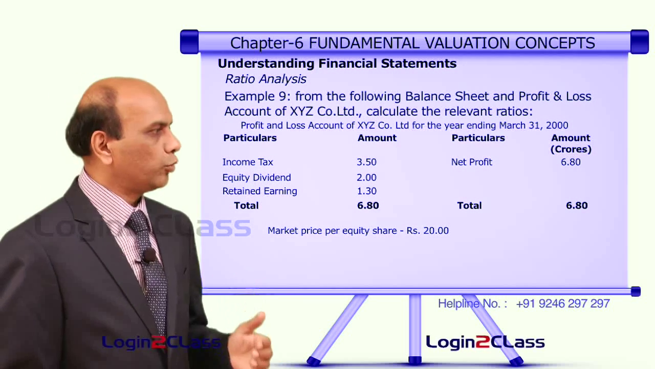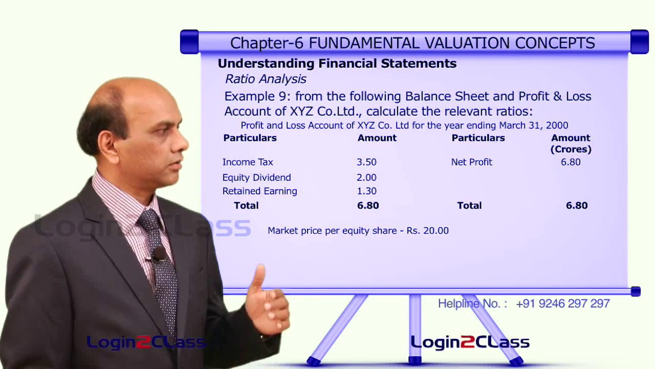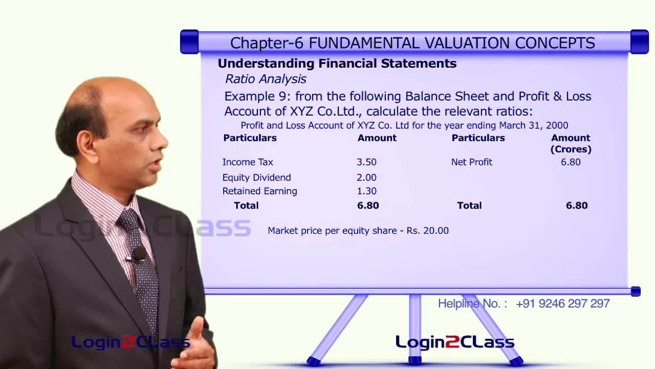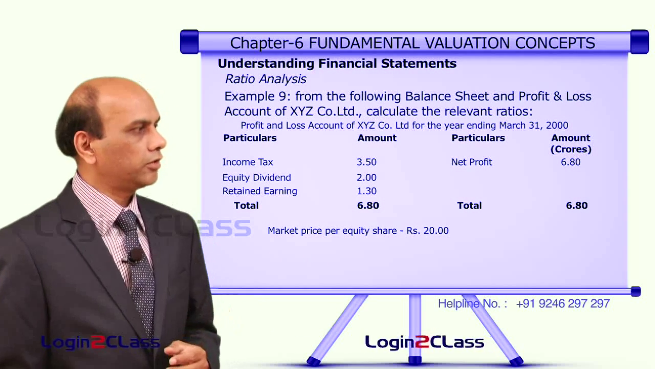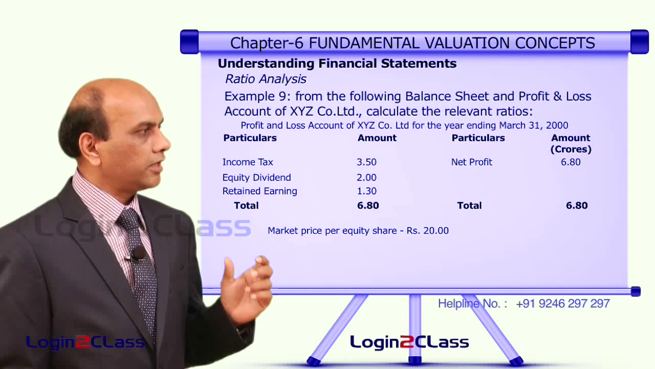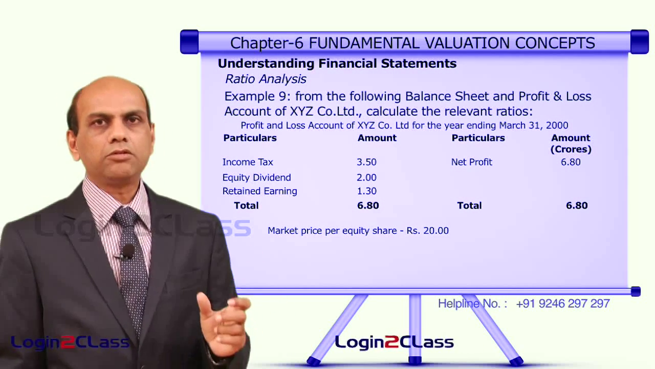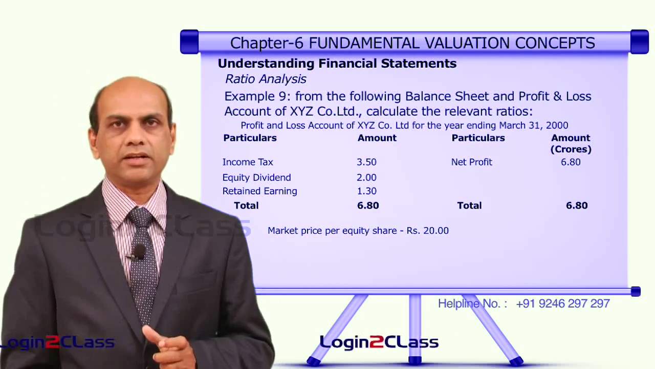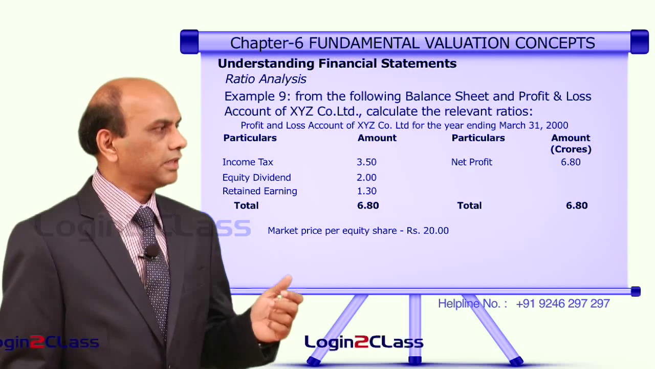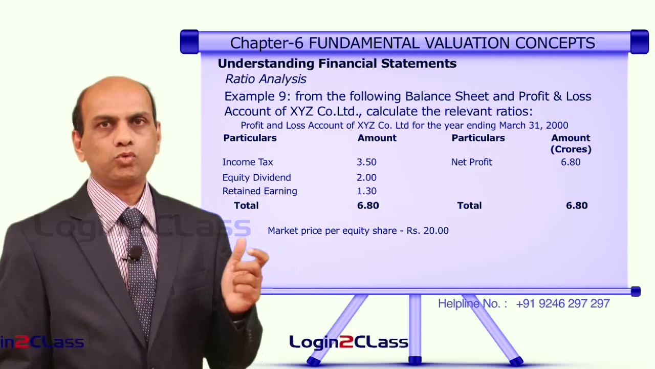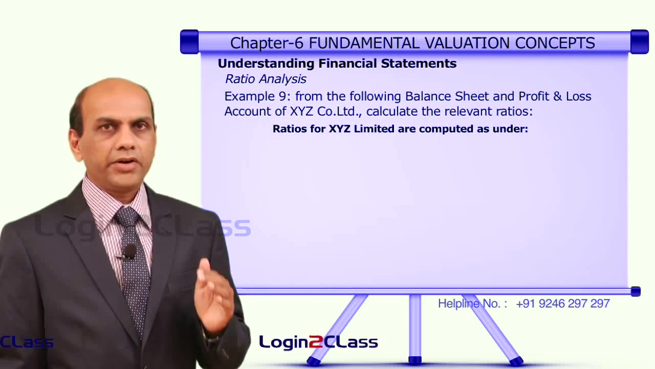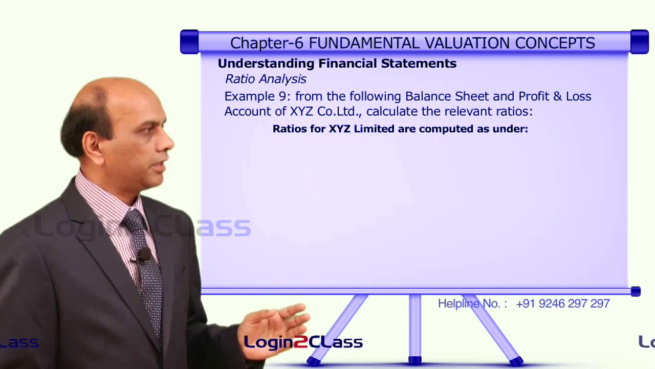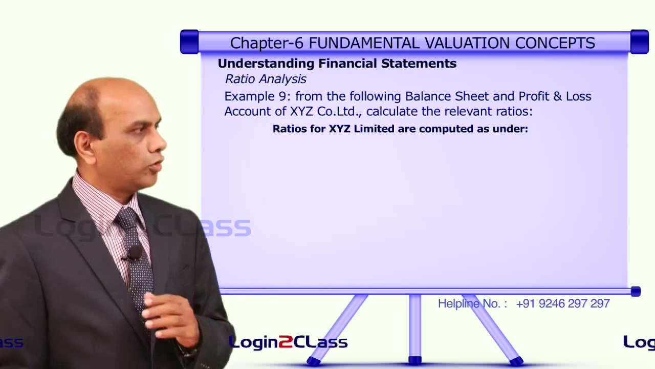Similarly, we can also see the gross profit received, income tax, equity dividend, retained earnings in the left column of the profit and loss account, and net profit on the right side of the column. And the market price per equity share of this particular XYZ company, presently we have considered as 20 rupees. Now let us try to calculate the ratios for XYZ Limited as follows.